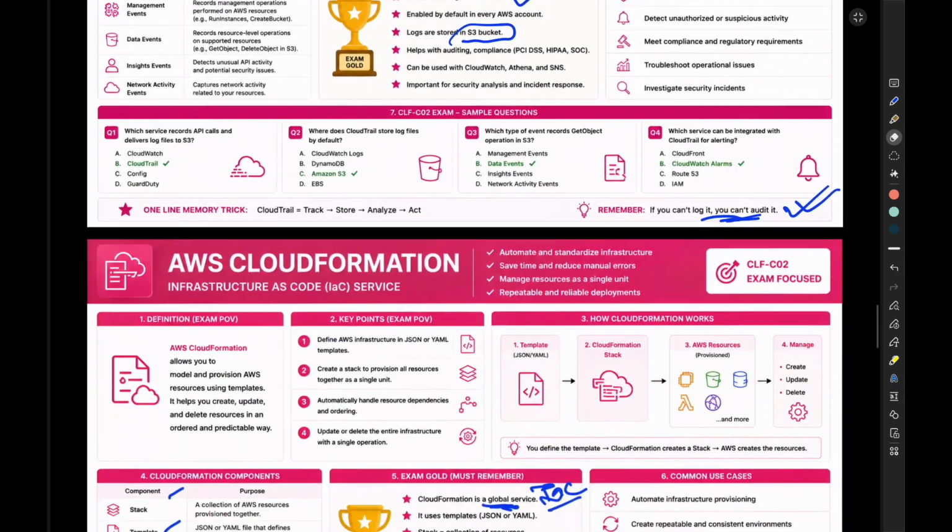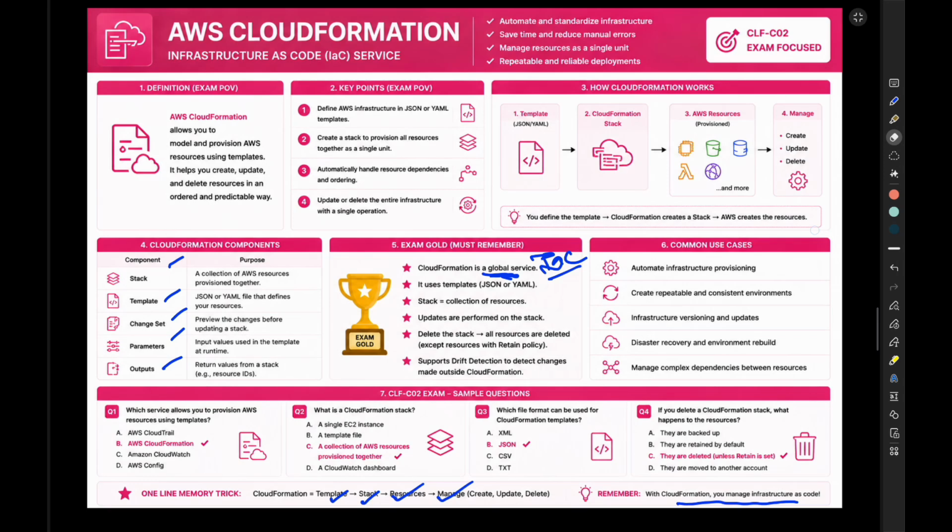Now, let's move to AWS CloudFormation. CloudFormation is AWS's infrastructure as code service. Whenever you see in the exam which is the AWS infrastructure as code service, think AWS CloudFormation. The definition says, CloudFormation allows you to model and provision AWS resources using templates. In simple words, instead of manually creating resources, you describe infrastructure in a template. AWS builds everything automatically. Let's take a real world example.